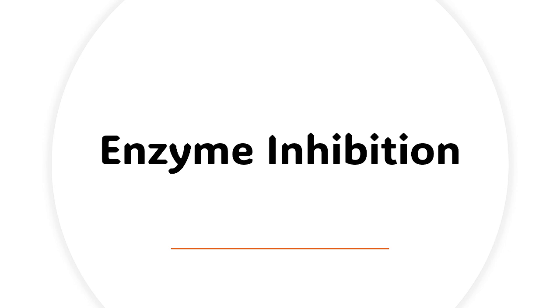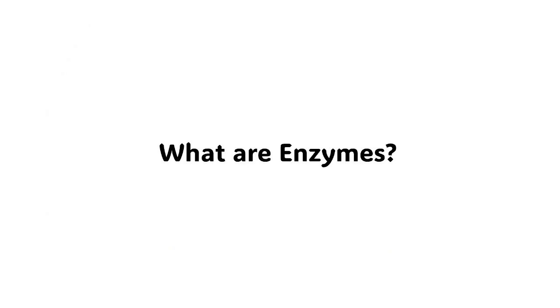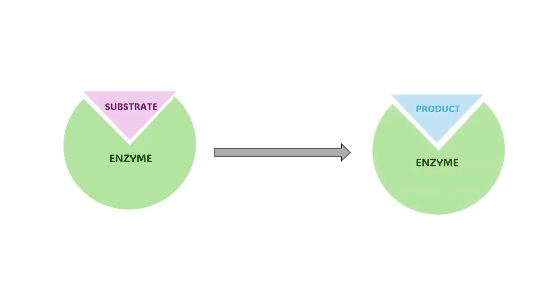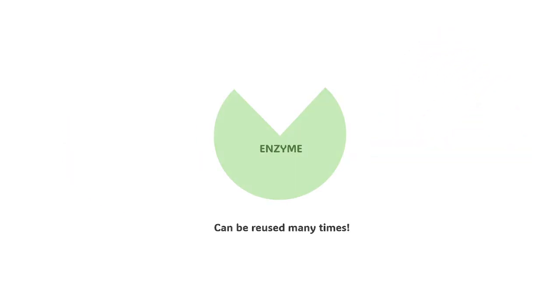In this video, I will be explaining enzymes and how their activity can be influenced by inhibitor molecules. What are enzymes? Enzymes are special proteins that help speed up chemical reactions within living organisms. They work by binding to molecules called substrates at specific areas in their structures called the active site. Substrates can only bind to the active site. After the reaction is complete, the products are released and the enzyme can be used again.